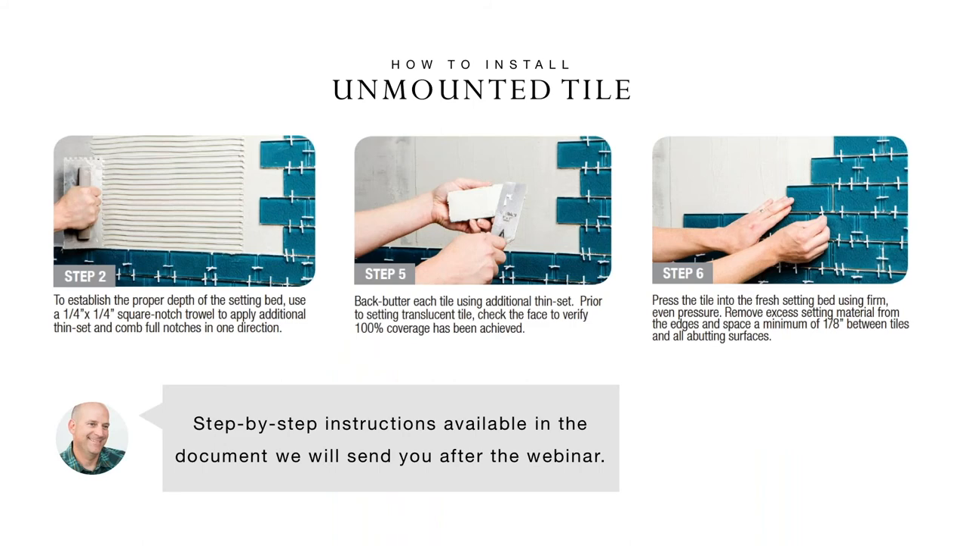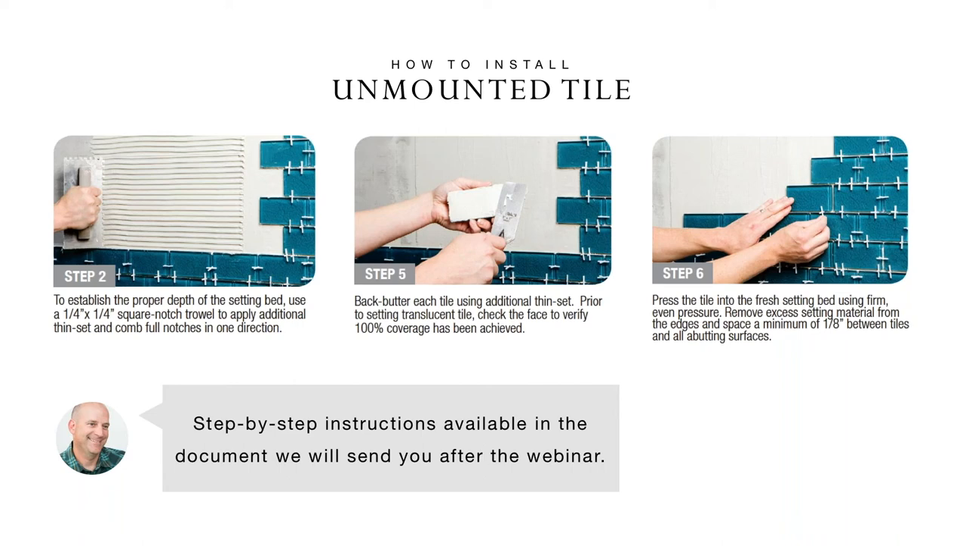Unmounted tile. There are some differences between unmounted tile versus mounted, and the primary differences are that we do recommend stepping up to a quarter by quarter square notch trowel. We've highlighted that in step two. And then step five is to back butter the tile. This is really important to ensure 100% coverage.